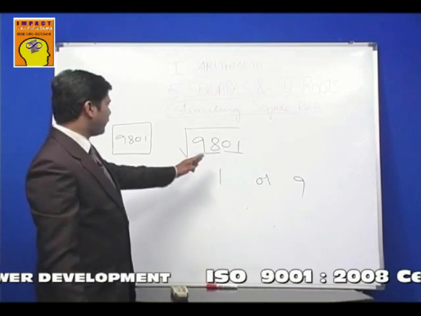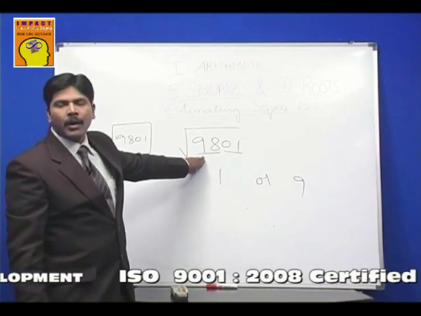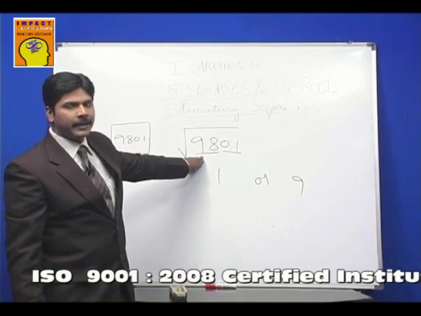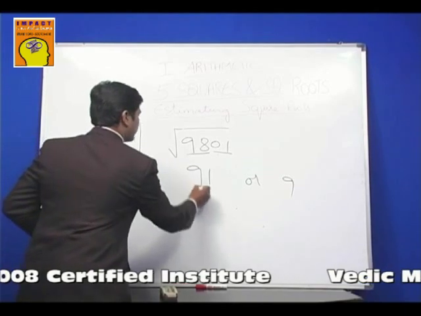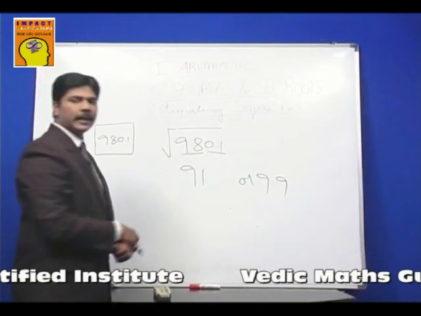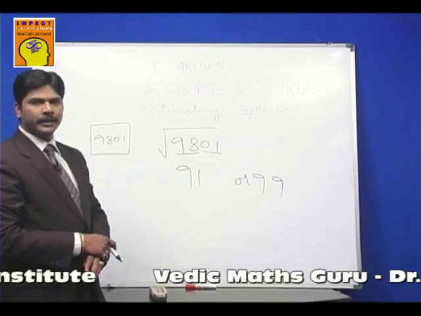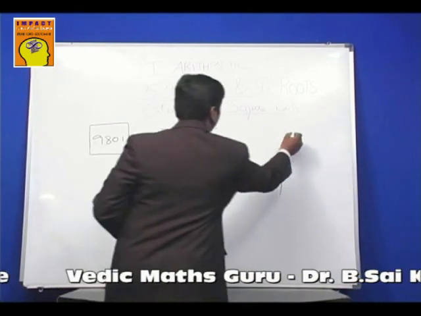Now come to the extreme left number, the 98. What is the square root of 98? It is 9. So that's it. One of these is the answer, 91 or 99. Now how do you pinpoint that? You have to check 95 square.